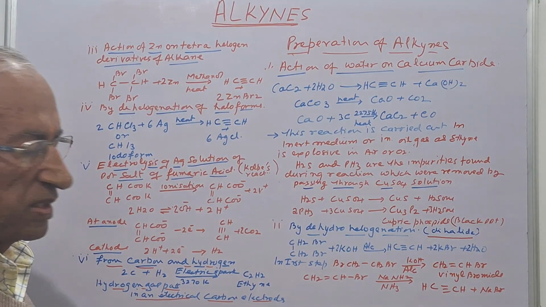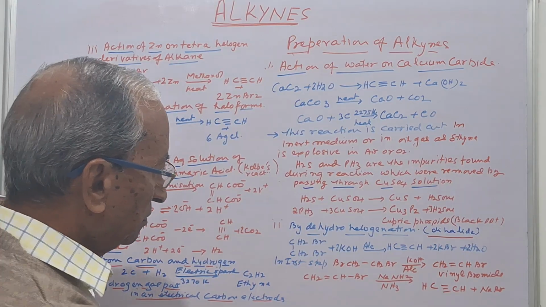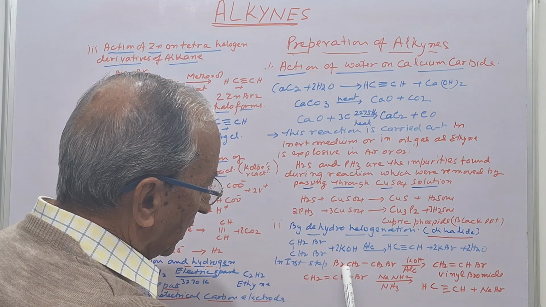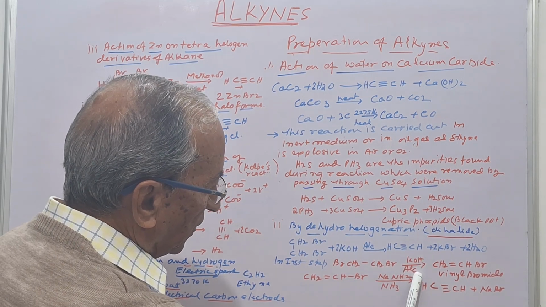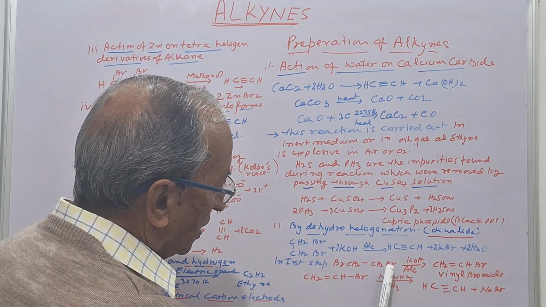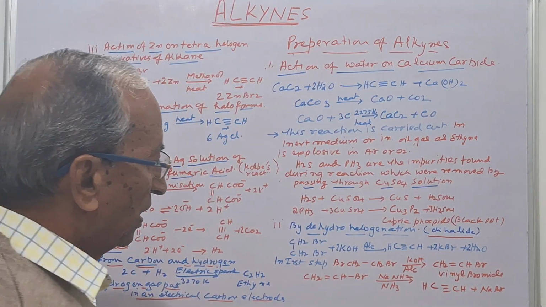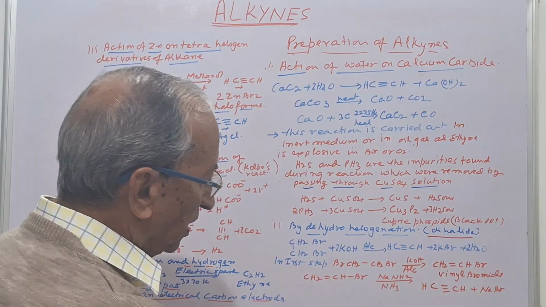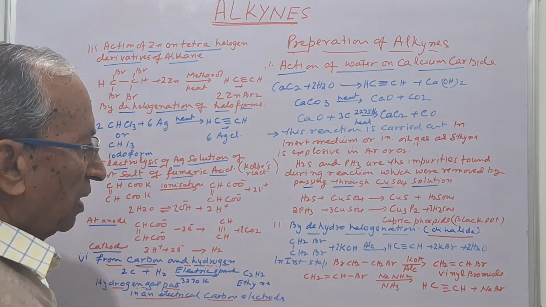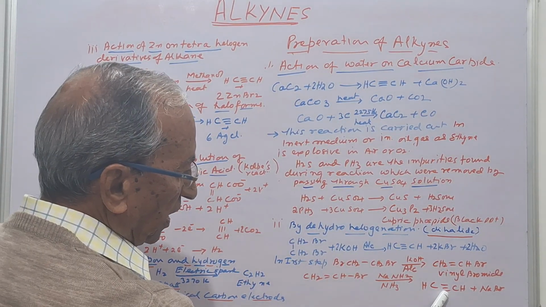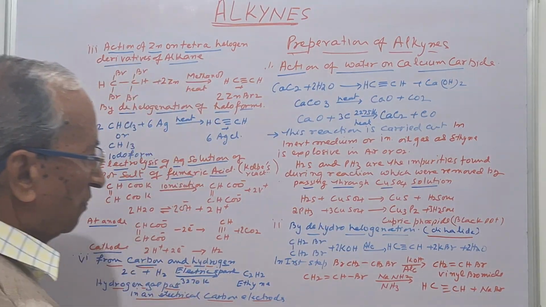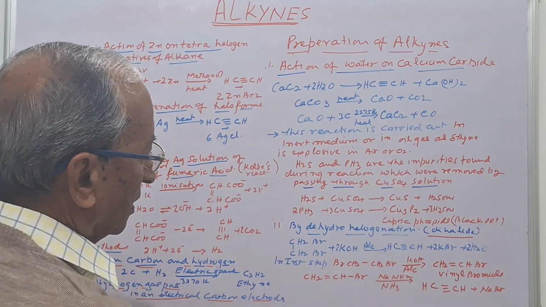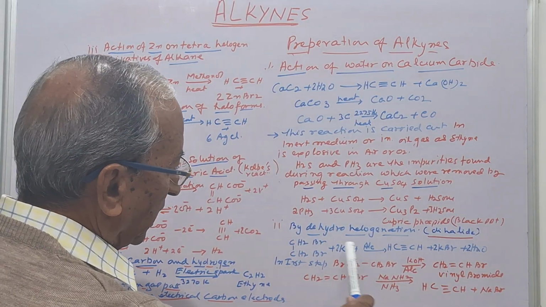Actually, this reaction takes place in two steps. In the first step, when dibromoethane reacts with alcoholic KOH, it forms vinyl bromide, that is, one bromine is removed. Then this vinyl bromide reacts with sodamide in the presence of liquid ammonia, and it forms ethyne and sodium bromide. So this is by dehydrohalogenation when heated with alcoholic KOH.